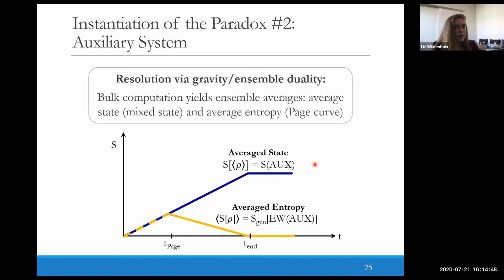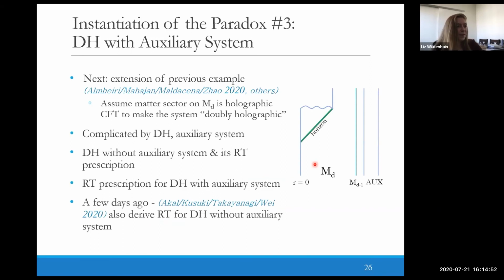And I'd like to describe one more example, but unfortunately this example is more complicated. The example arises from this paper here and then follow-up papers, in which you assume that the matter in the d-dimensional space-time is itself described by a holographic CFT, which implies that we can replace it with its own bulk dual in d plus one dimensions now, so one dimension higher.